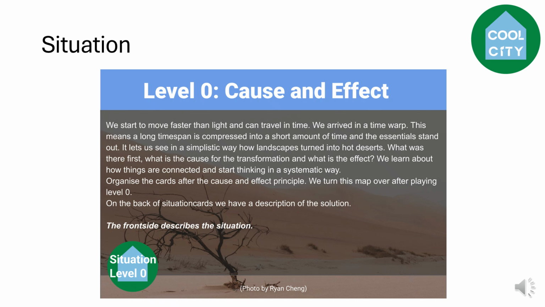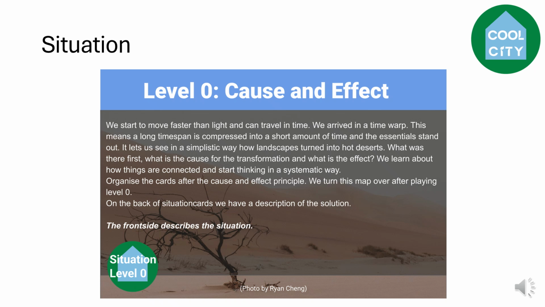We begin to move as fast as light and can travel through time. We have arrived in a time lapse. This means that a long period of time is compressed into a short period of time. The focus is on the essentials. This allows us to easily see how humid forest landscapes are transformed into hot deserts.